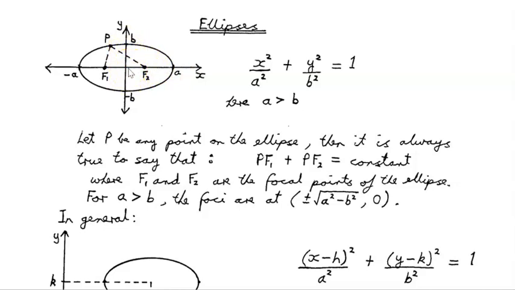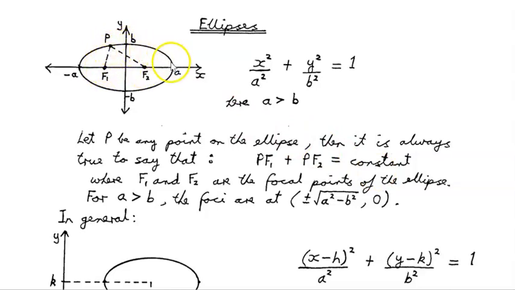In this particular case, the definition of an ellipse, how it's defined, is let P be any point on the ellipse, and it's always true to say that the distance PF1 plus PF2 is a constant. So this distance plus this distance is a constant.